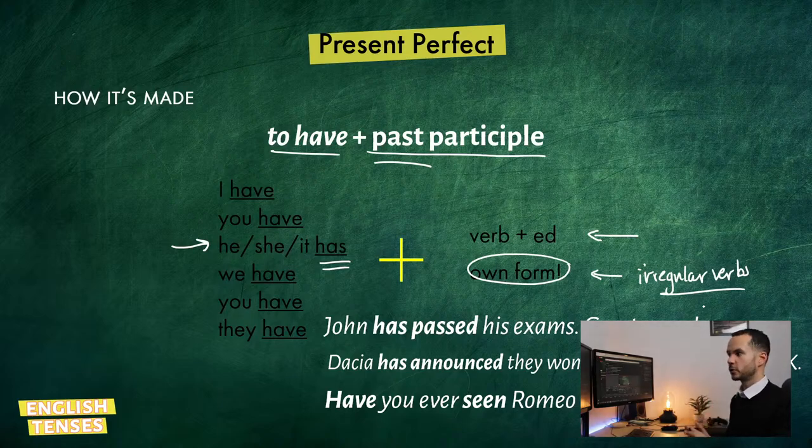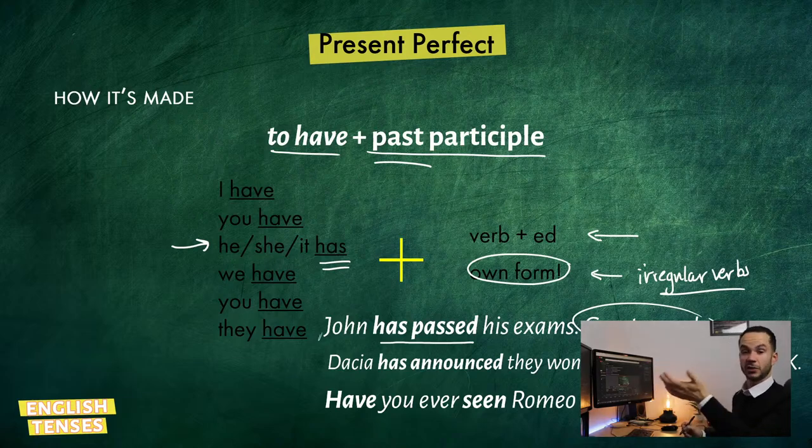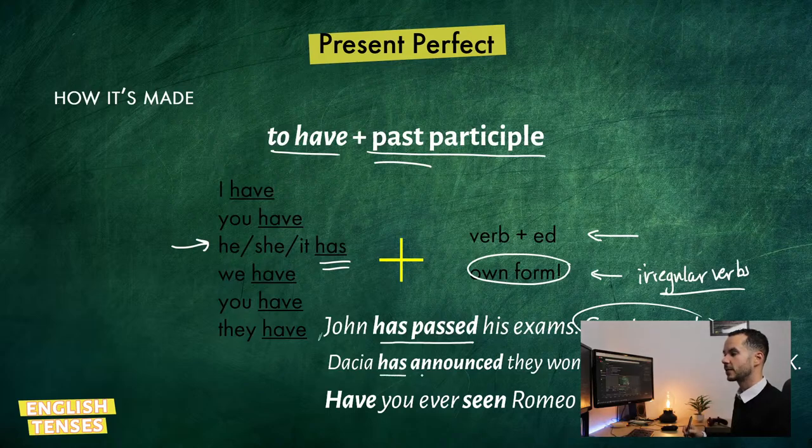So let's get back to the past participle thing. So here are two examples. John has passed his exam. Great news. Has passed, which means it's something that has just happened. Maybe this is something we've just seen on the Blackboard or Magister or SOM or It's Learning or whatever, Moodle. I don't know which ELO you're using. Dacia has announced they won't sell the Sandero in the UK. Has announced. Again, this is news.